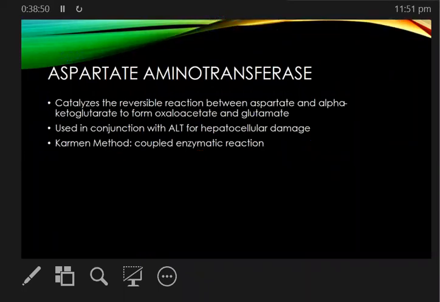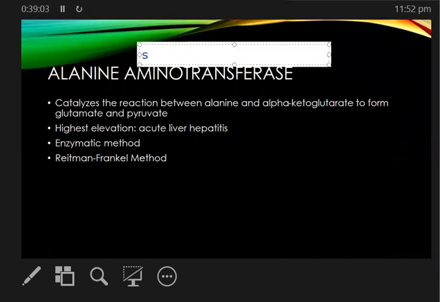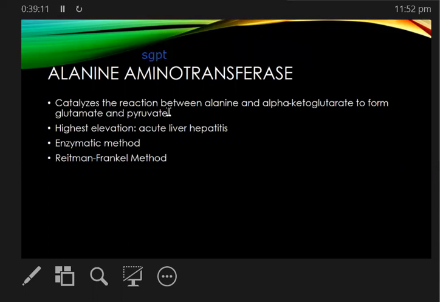Okay, so next we move on to your ALT, or your alanine aminotransferase. Take note, class, that the old name of ALT is serum glutamic pyruvic transaminase, or SGPT. It catalyzes the reaction between alanine and alpha-ketoglutarate in order to form glutamate and pyruvate.